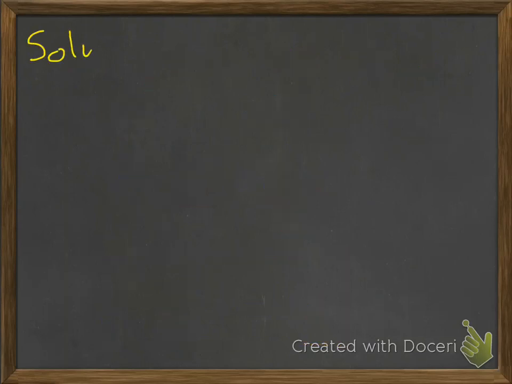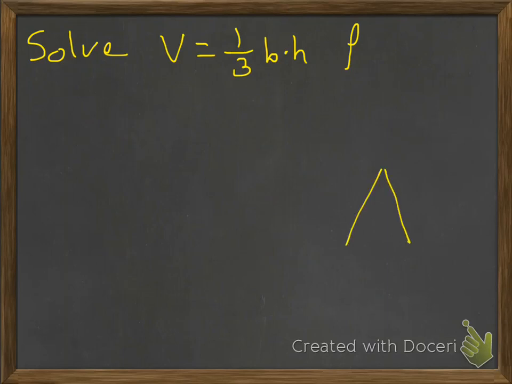Okay. How about we solve volume equals 1/3 base times height. That would be the volume of a cone, and we would have to find the area of the base, and then how tall the cone is. Anyways, we're just solving for variables, so that's what it represents, the volume of a cone, and we're going to solve it for the base.